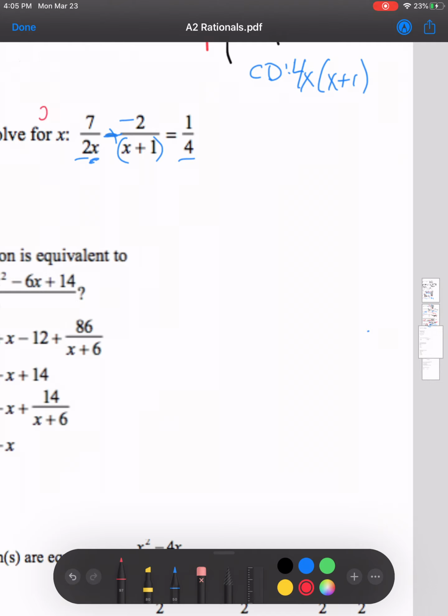So the first fraction needs a 2 to turn that into a 4, and then it also needs the x plus 1. So I'm going to multiply that to the numerator and denominator. Second fraction needs the 4x on the outside, numerator, denominator, and the last one needs the x with the x plus 1.